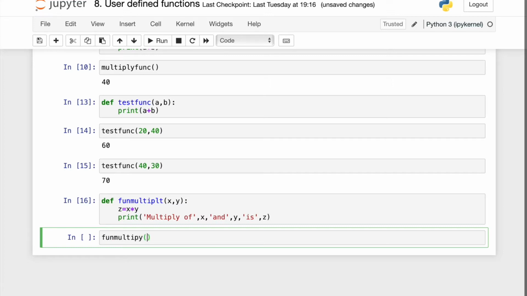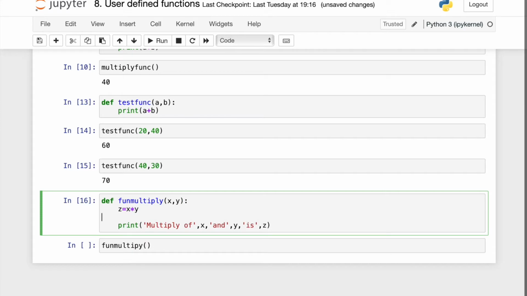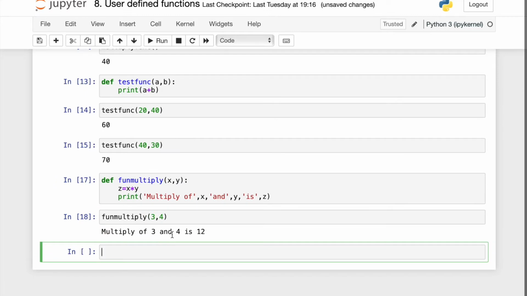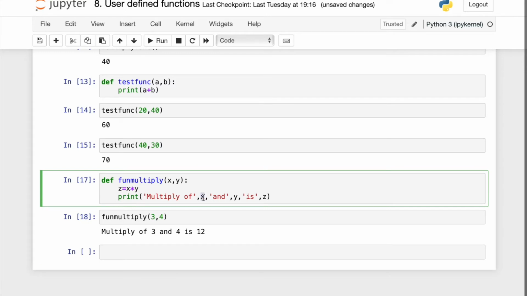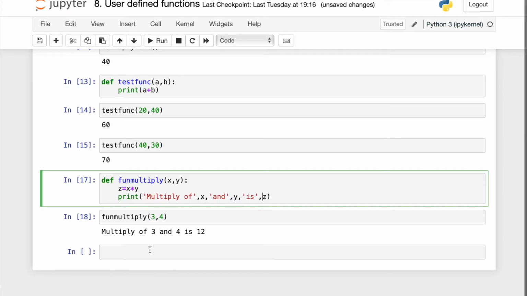Now I'm calling the function multiply. I have to pass values of x and y. Multiply, two arguments, 3 and 4 I'm giving. So multiply of 3 and 4 is 12. It has written the arguments' values here in place of x and y, and z is x times y, so it has given us the answer.